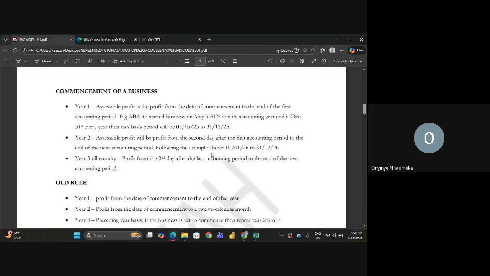We're going to be talking about the new rule first. And the new rule is very simple. In fact, it made things very easy. Why do we have the new rule? It's basically because there are gaps and overlaps in the old rule.